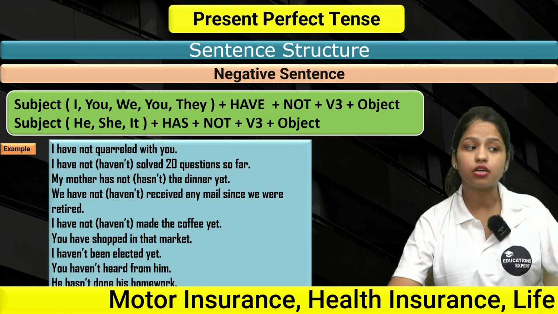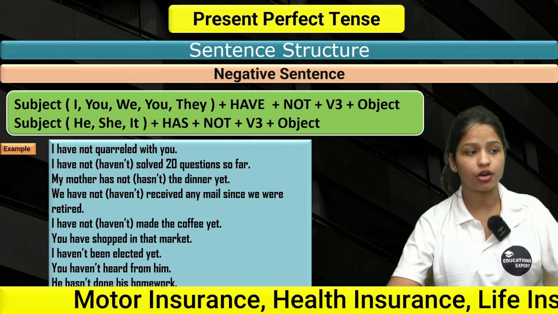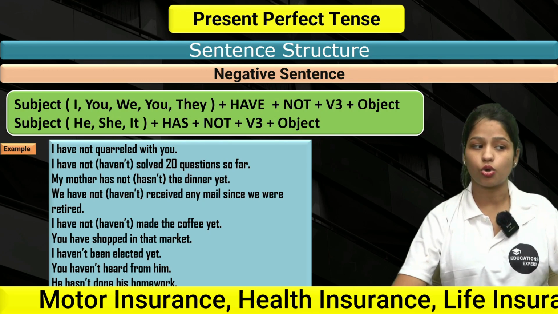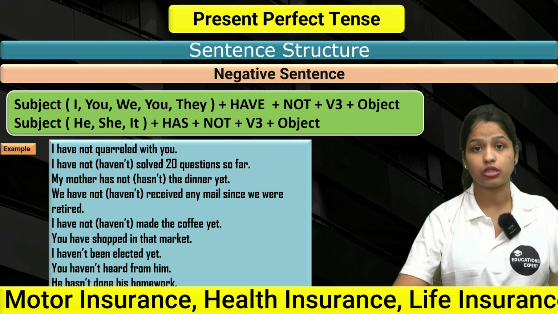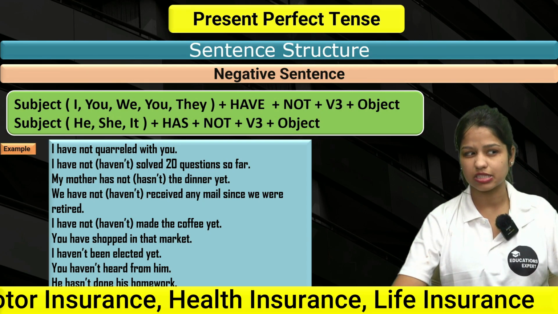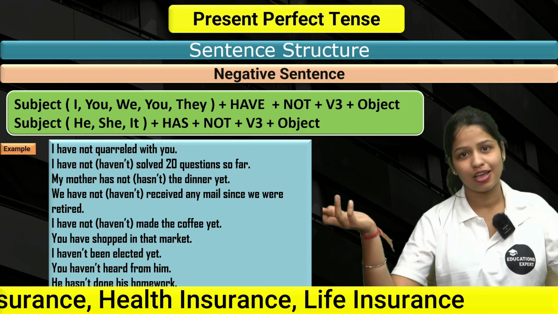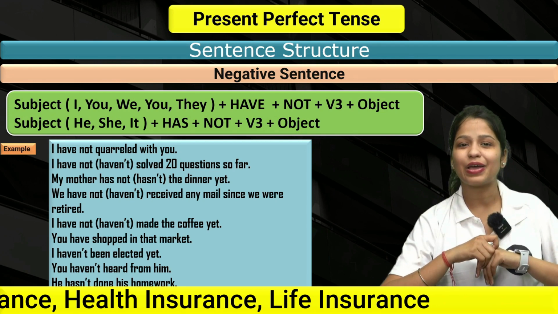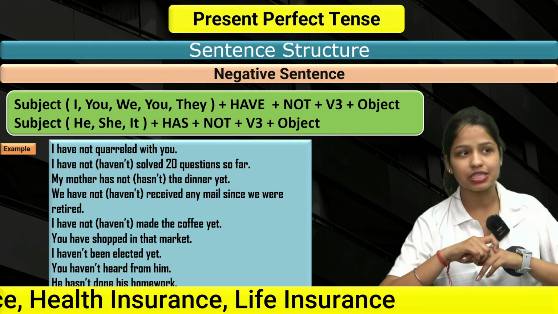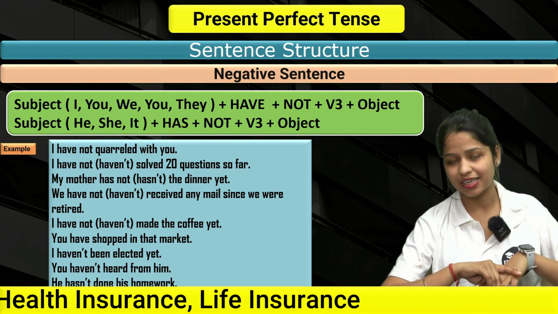You haven't heard from him. He hasn't done his homework, and we haven't studied for the exam. That is inappropriate, right? You should study for the exam, obviously. Otherwise, you might fail, right? I hope this is clear for you. For the negative sentence, this is clear for you. Let's move forward and understand interrogative sentence.